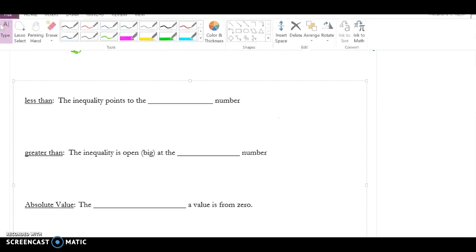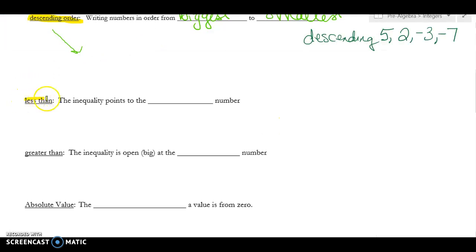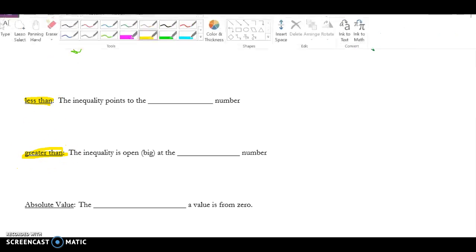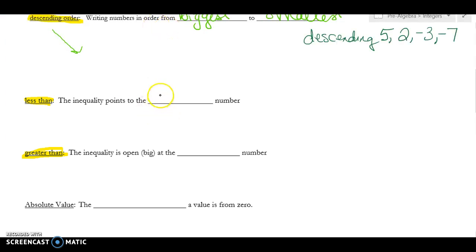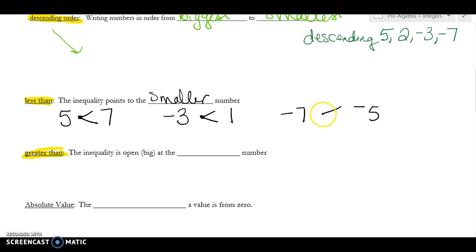The next thing we have to do is use inequalities. We have to be able to do the less than and the greater than. Remember, for less than, your inequality points to the smaller number. So if I have 5 and 7, it points to the 5. That says less than. Negative 3 and 1, it points to the negative 3. Negative 7 and negative 5, it points to the negative 7. Again, smallest numbers are farthest on the left of your number line.